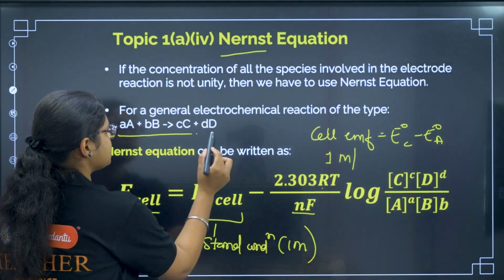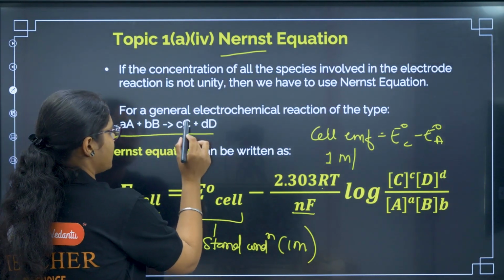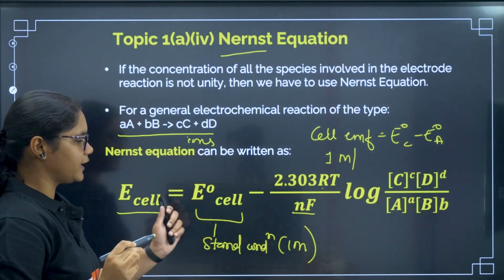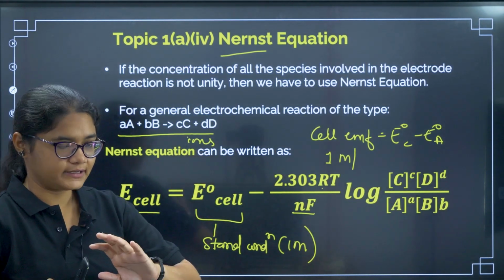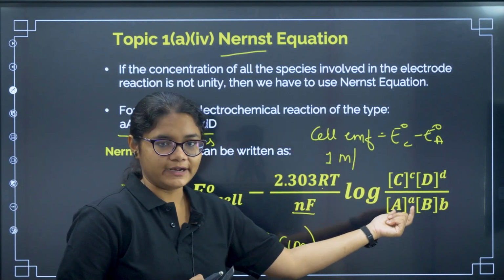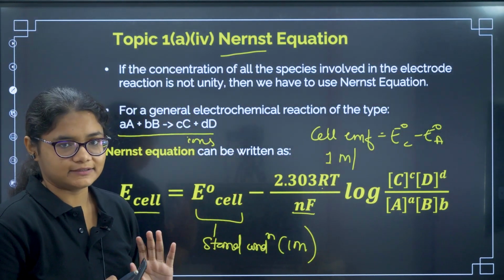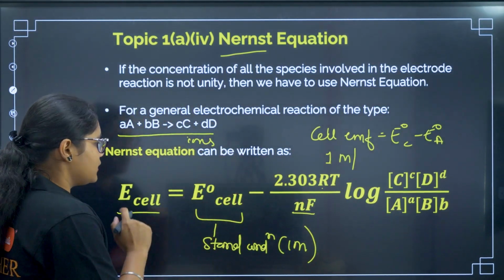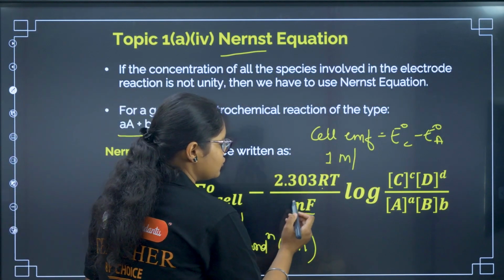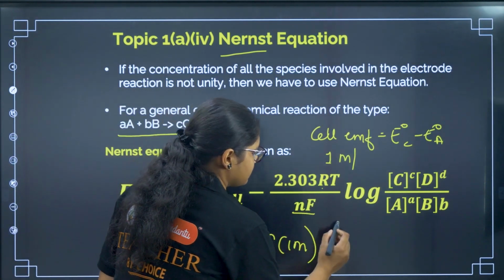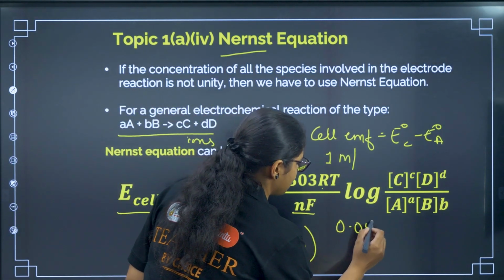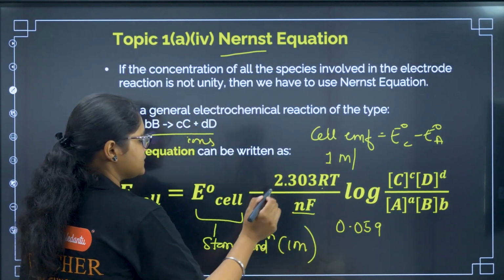So you can see this is the general equation. These all should be ions. So you have to take the concentration of the ions present on the product side divided by the concentration of the ions present on the reactant side. Now what else I have to tell here is this value 2.303 RT by F is equal to 0.059.